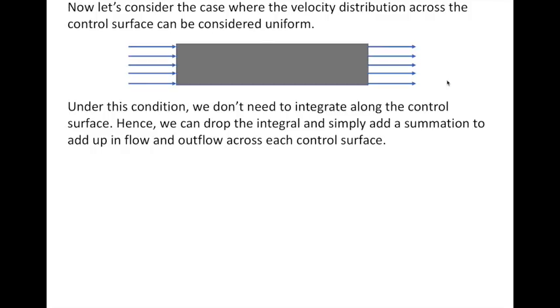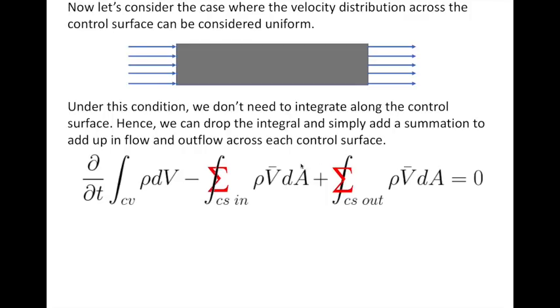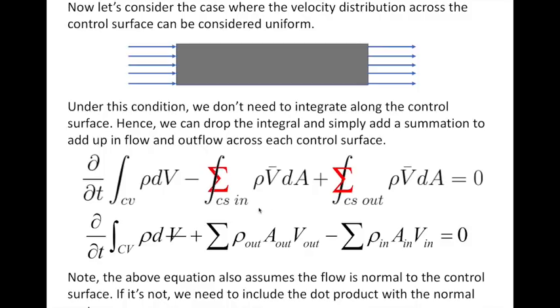So when we do this, we no longer need to worry about that integration sign. We can just sum it all up. So our integrals for the flow across the inflow control surface and the outflow control surface can just become summations, and we end up with a form of the equation that looks like this. Don't worry about the fact that I changed the order of these two terms around. I was just copying and pasting from various places.